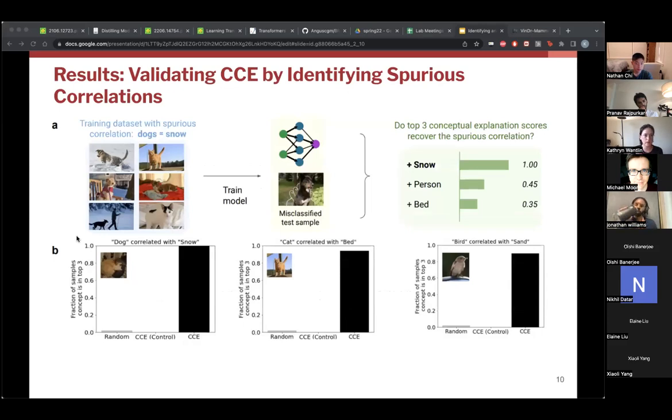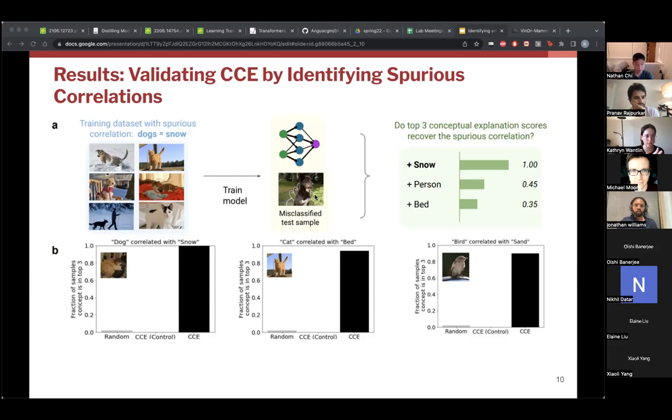So that's the summary of the methods. So now I'll just talk about results. So first, we just wanted to understand, does CCE accurately or precisely identify the correct spurious correlations that are happening in certain images?